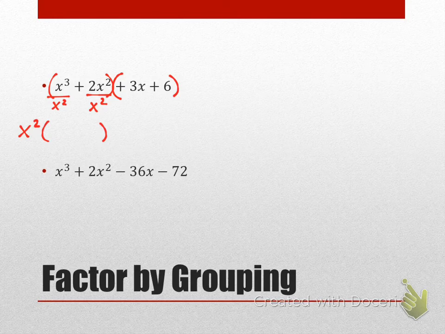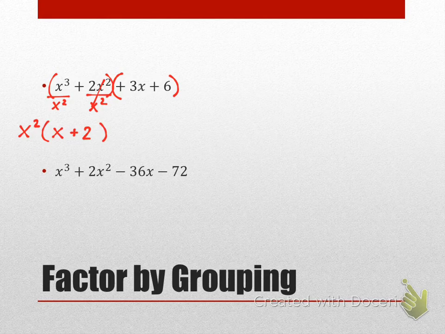Divide numbers, subtract exponents. Well, we only have exponents. So x to the 3rd divided by x squared is x. 2x squared divided by x squared is 2. The x's cancel out because x squared over x squared subtracts and gives me 0.